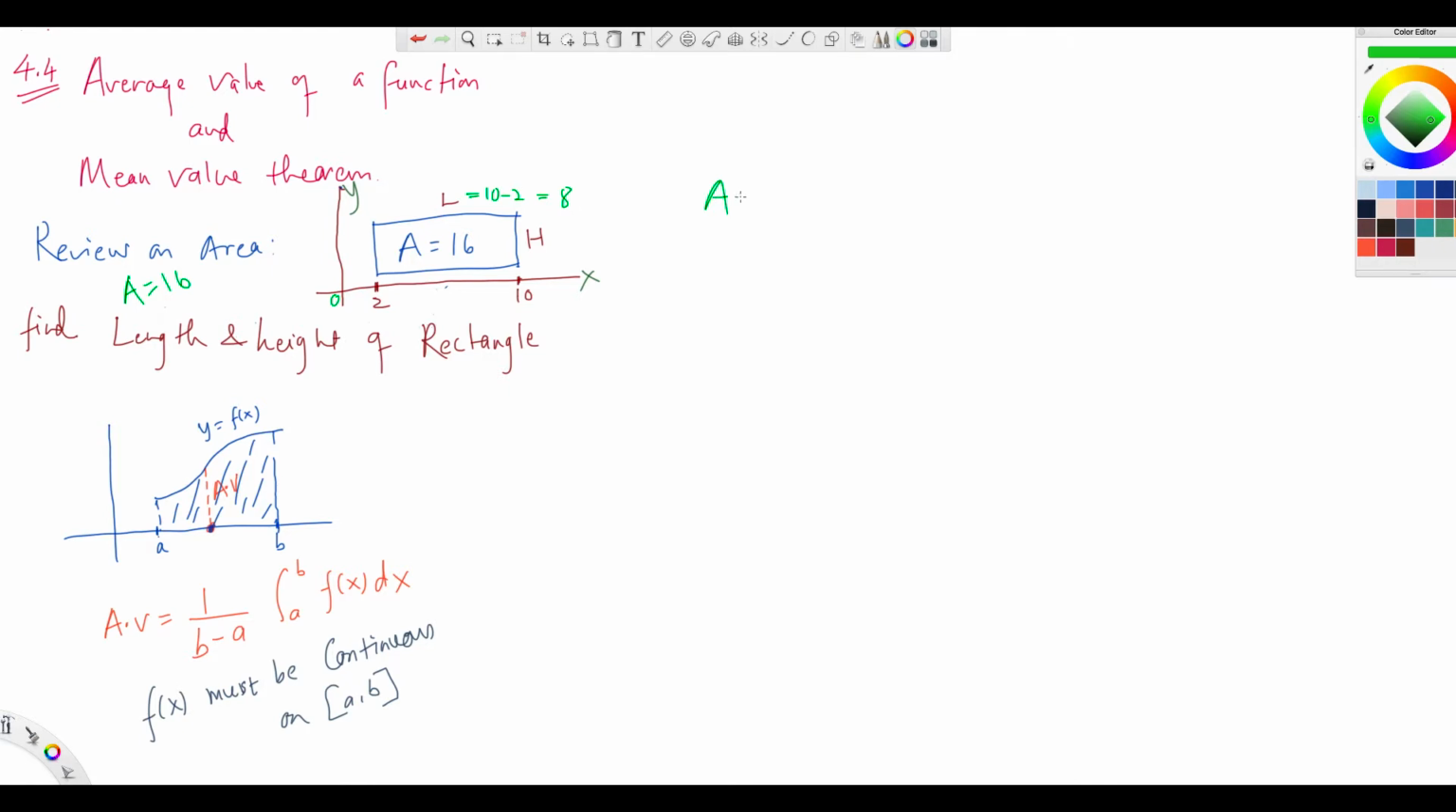We know that area equals length times the height, or length times the width, you can write. So area is given as 16 and length we found as 8, and now I want to find out the height. So height is 16 over 8. So height is 2. So basically what formula did I use? Height equals area over the length, right? That's the formula I used to find out the height.